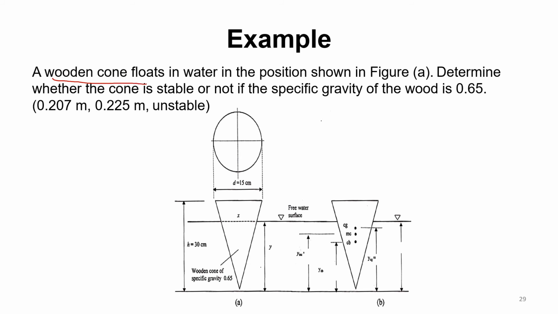So the second moment of area is actually a circle, because from above we can see here is a circle. And then we need to have a new diameter for VD. So to calculate the VD, we need to find the new diameter, because the immersed diameter is smaller than the real diameter of the cone.